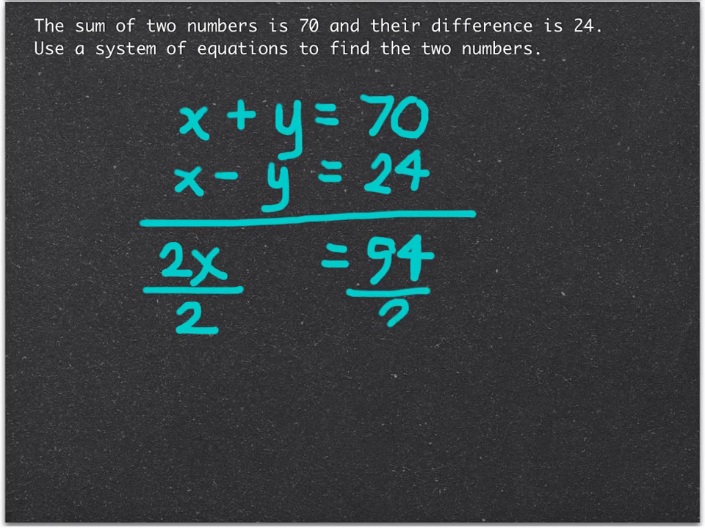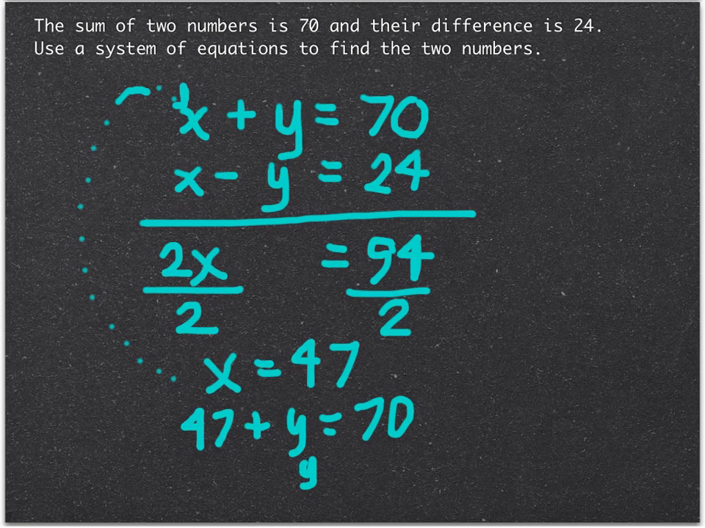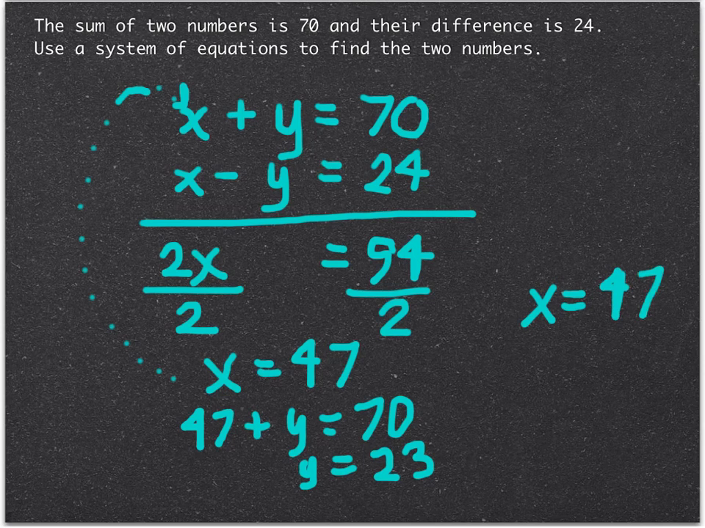So I divide by 2, and I get that x is going to be 47. And to figure out what y is, again, I just have to go back and put this in either one of the equations. I'll put it in the first one up there. So I get 47 plus y equals 70. And I subtract 47 from each side, and I get 23. So once again, my two numbers are x equaling 47 and y equaling 23.